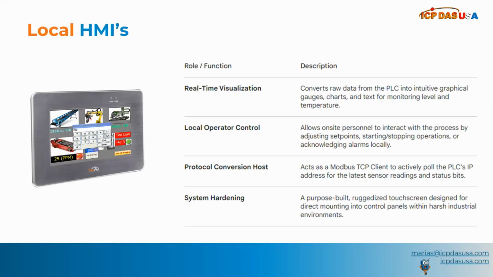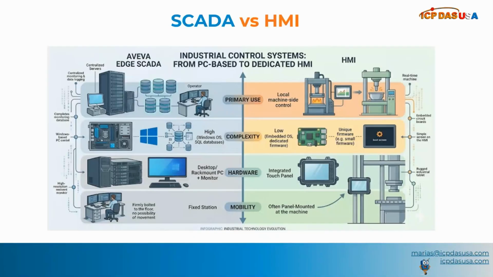Local HMIs can act as protocol conversion, and they can also operate as a Modbus TCP client. The HMI actively polls the PLC's IP address to ensure it's always displaying the latest sensor readings and system status bits. These are purpose-built, ruggedized touchscreens designed specifically for direct mounting into control panels within harsh, high-interference industrial environments. The local HMI-based monitoring system allows operators who need immediate on-site control and applications that don't need the complexity of a centralized management server.